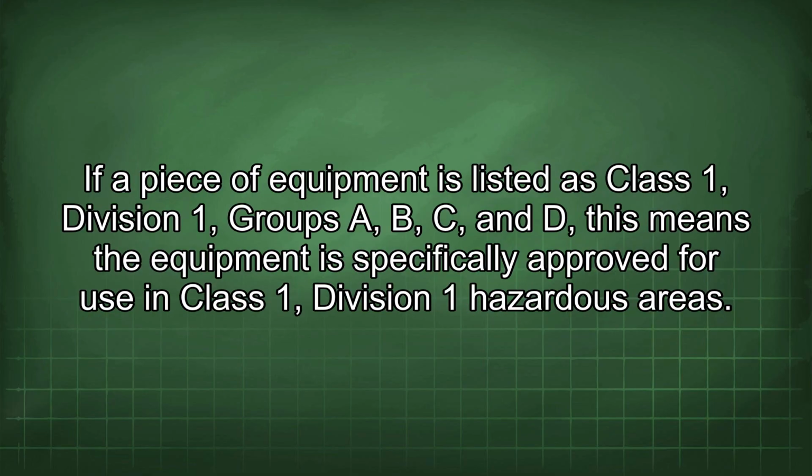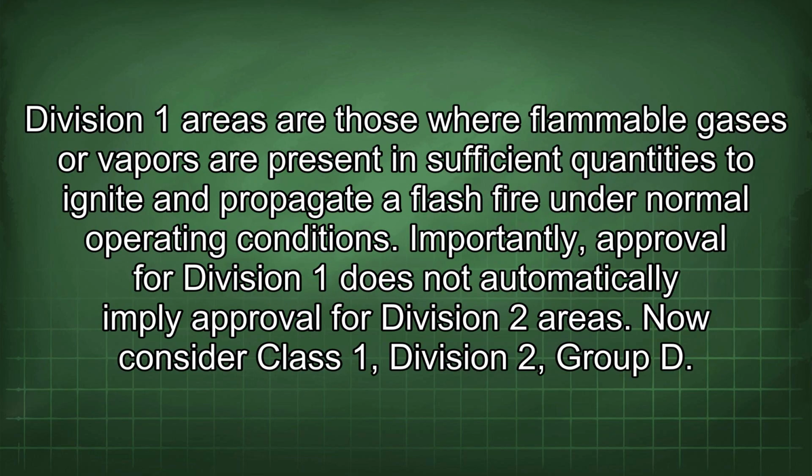If a piece of equipment is listed as Class 1, Division 1, Groups A, B, C, and D, this means the equipment is specifically approved for use in Class 1, Division 1 hazardous areas. Division 1 areas are those where flammable gases or vapors are present in sufficient quantities to ignite and propagate a flash fire under normal operating conditions. Importantly, approval for Division 1 does not automatically imply approval for Division 2 areas.